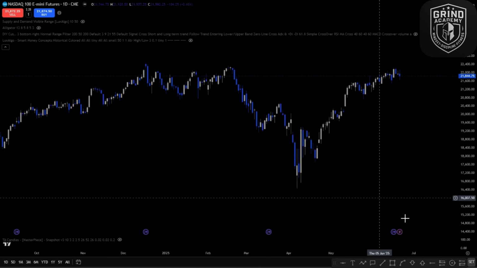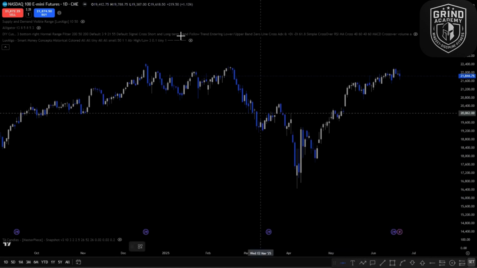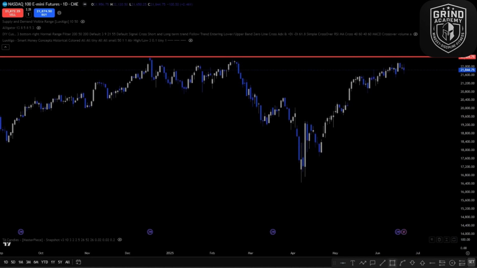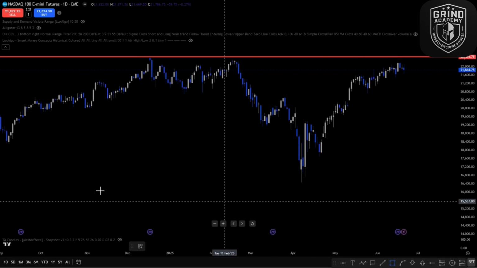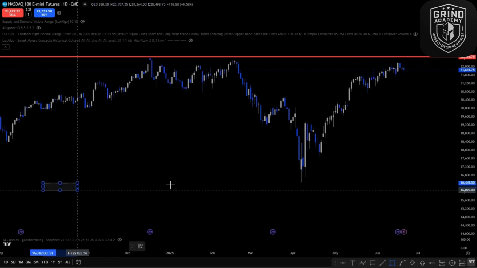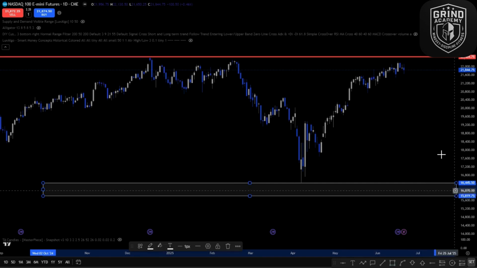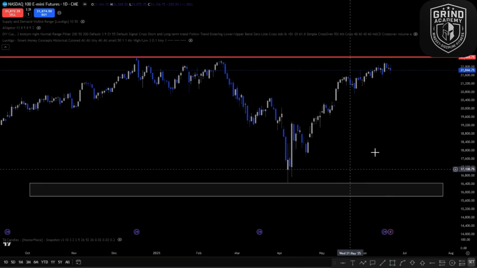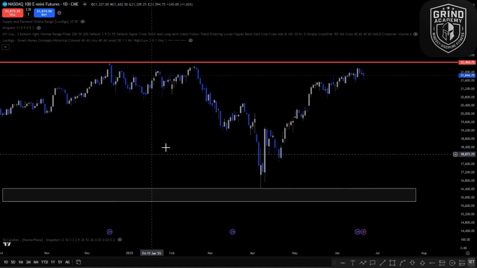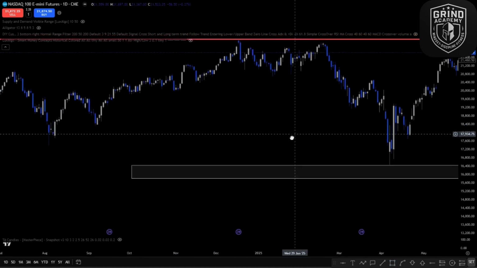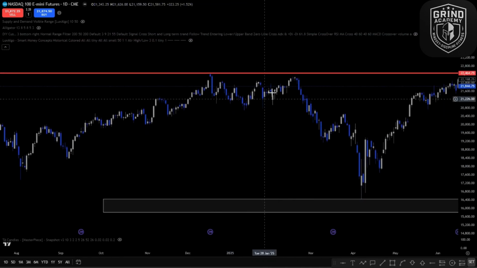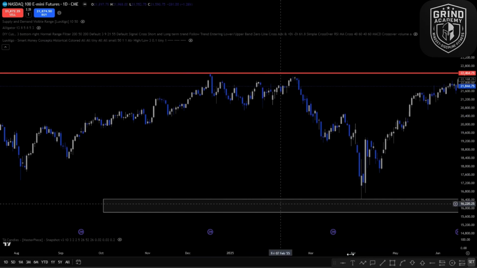What I'm going to do is take my horizontal line and put it here at these highs. Then I want to mark my low, the low here. So now I have the high and the low on the daily chart. The only thing I'm going to do now is find areas like this where price has tried to come down or go up and reject.